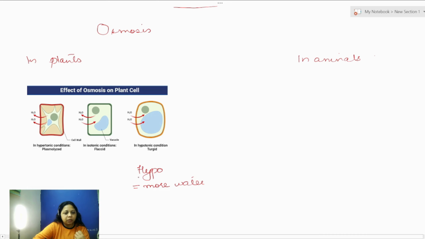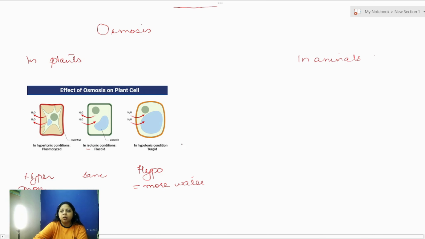I usually tell my students you can learn it from hippo. Like a hippo lives in water, there's lots of water available, that's why it's getting fat. Hyper is with more salts and less water. And isotonic means, whenever there is the word iso in sciences, it means same. Same salt inside and outside.